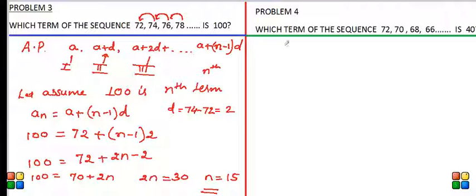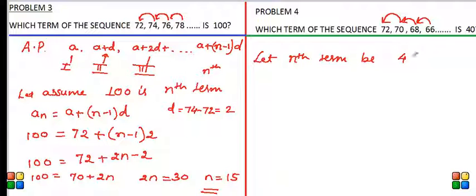Now they look similar, but here from 72 we are having an increasing pattern, while in this case we are having a decreasing pattern. That is, the common difference is not 2 now, it is 70 minus 72, which is minus 2. That is, common difference 2 is replaced by minus 2. Which term again implies let nth term. Always a single formula in maximum cases. Let nth term be 40.